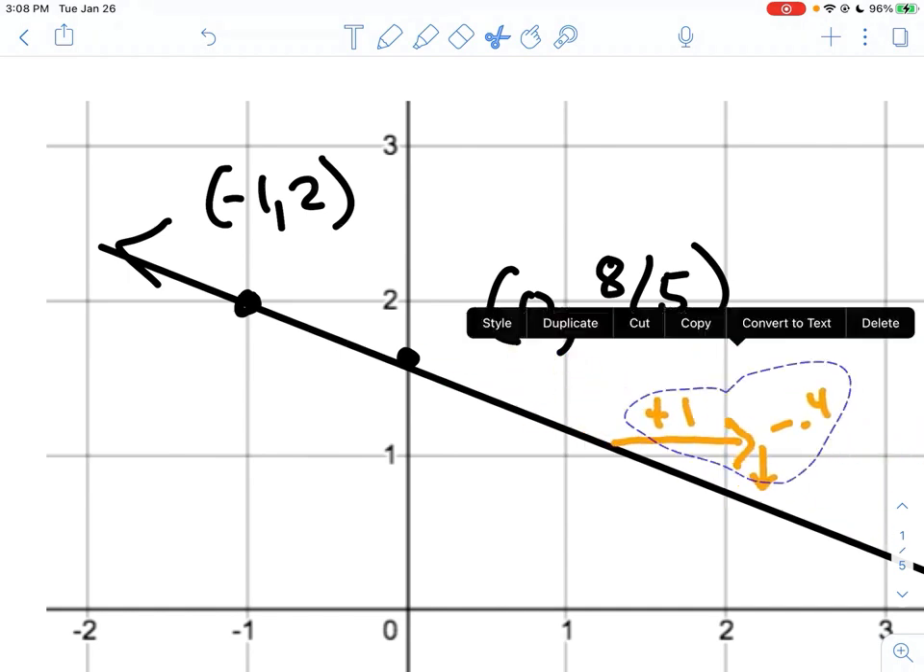In fact, this is the most common way to think about slope, is that when I say the slope is negative 2/5, it means that for every unit to the right that you go by 1, you should go down by 2/5.